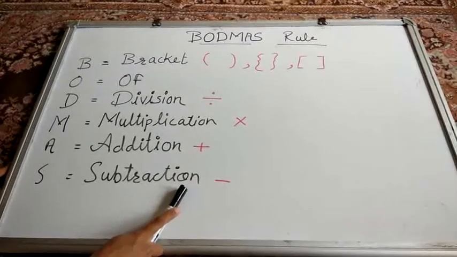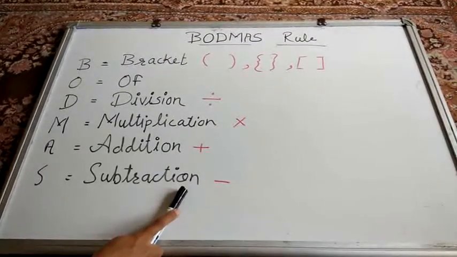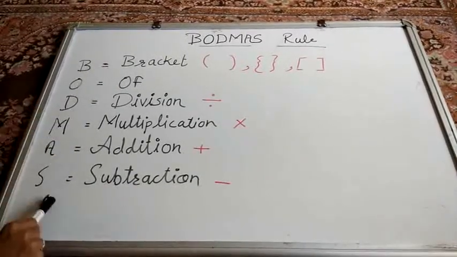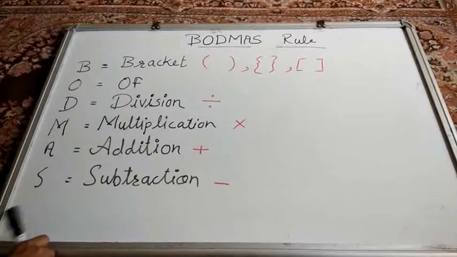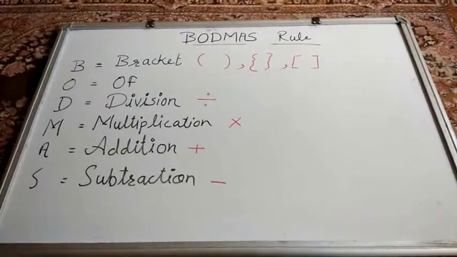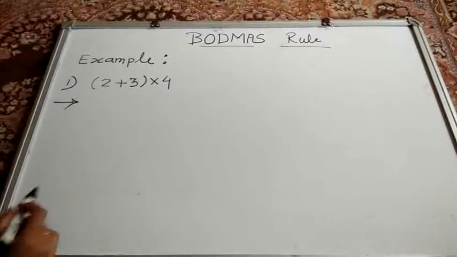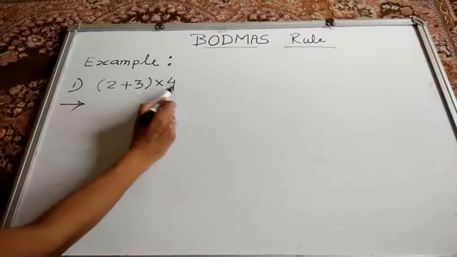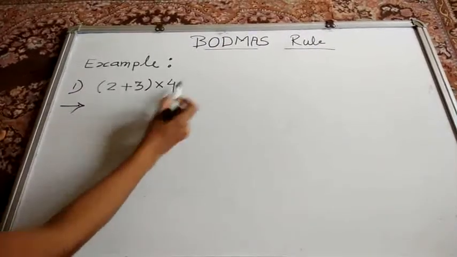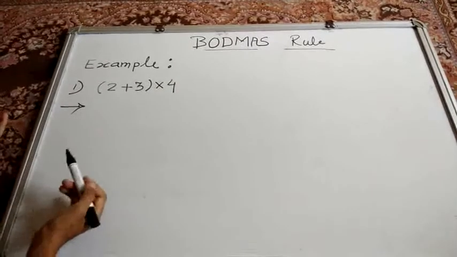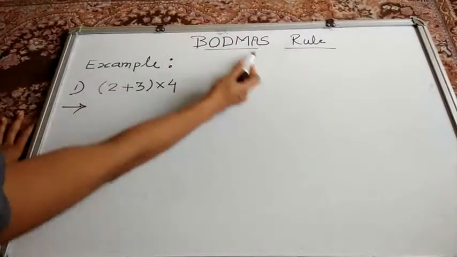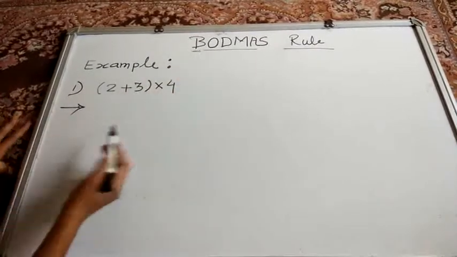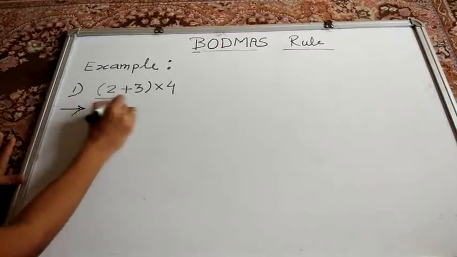While solving expressions or examples, we have to follow this BODMAS rule, and according to it we will solve some examples. The first example is in bracket 2 plus 3, bracket complete, into 4. We have to solve this example using the BODMAS rule. In the BODMAS rule, which letter comes first? B. And B stands for bracket. So, we will solve the bracket first.